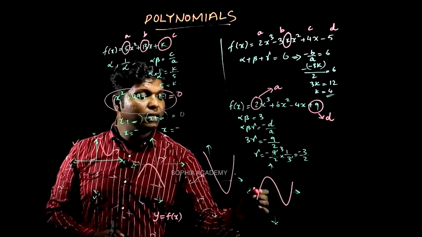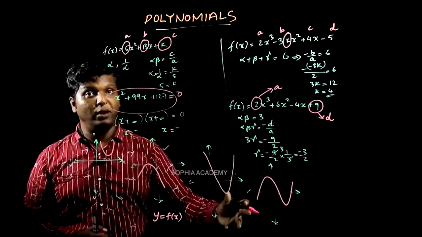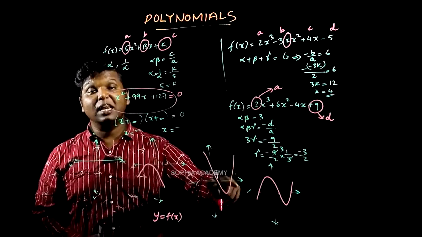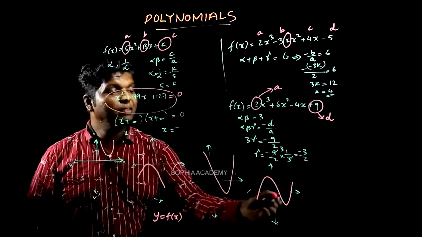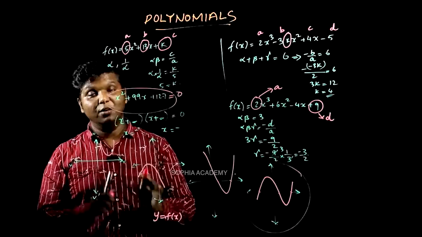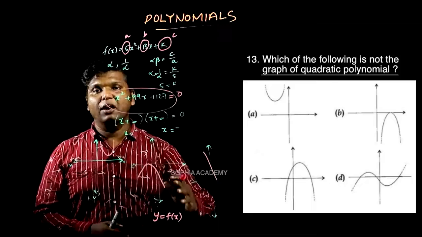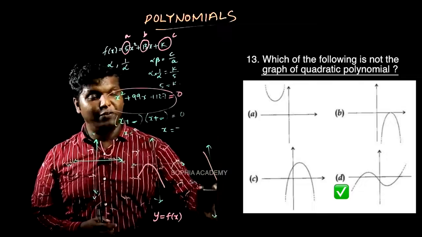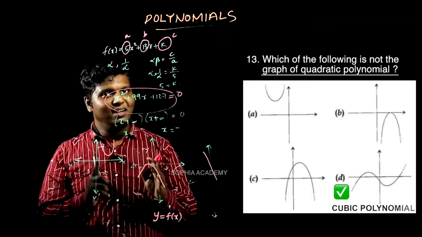What about this one? It is cutting the x-axis at 1, 2, 3 points. That means it is not the graph of a quadratic, but actually this is the graph of which one? Cubic polynomial, right? Because it has 3 zeros. So we can say this one is the answer. We will say this one is the odd one out. What was the question? Among these graphs, which of the following is not the graph of a quadratic polynomial? That one is not the graph of a quadratic polynomial. We know that it is the graph of a cubic polynomial. So that's it, and this is how we have to understand the class.